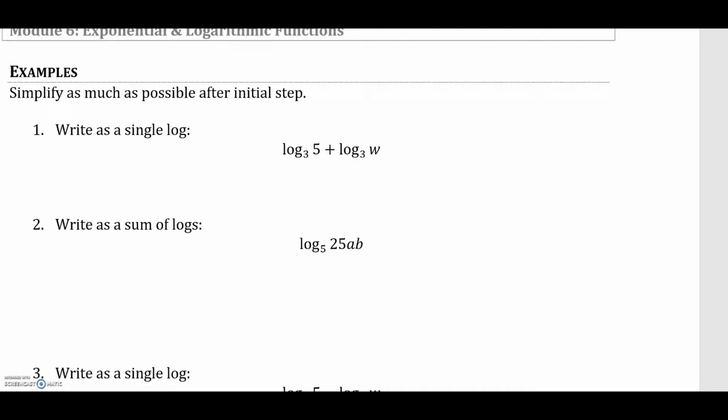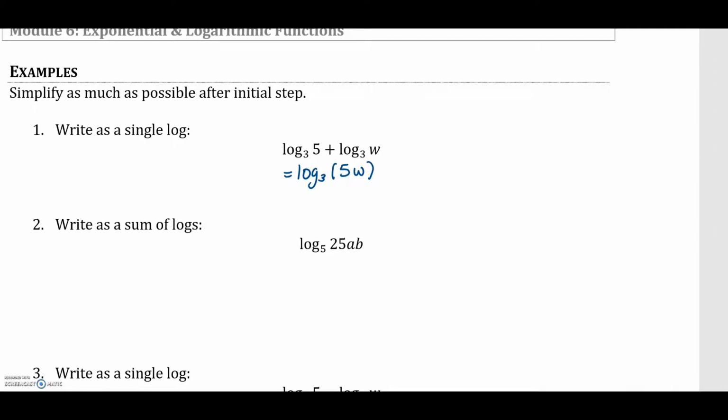We can only combine these two logs because they both have the same base. So our final expression will have a log of base 3, and using the product rule, we get 5w. So we take 5 and w and multiply them together to combine it as a single log of the same base, so base 3.